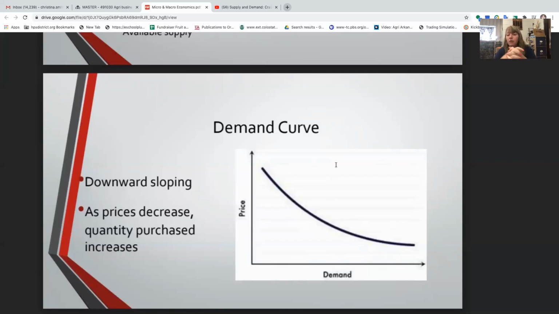And so I'm going to post a little worksheet on supply and demand and the curves. So that is what you're going to do today and tomorrow. Are you excited? I hope so. Economics can be really fun.